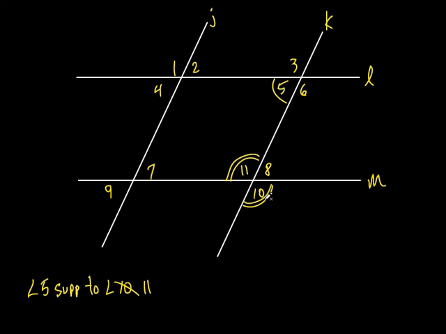You see what I'm saying when I say indirectly? You know, 5 and 10 don't have a special name for it, but 5 and 11 do, and 11 and 10 are the same exact angle, right? So I could just say, well, 5 and 11 are supplementary, and because 5 and 10 were supplementary, because 10 and 11 were equal. Does that make sense?